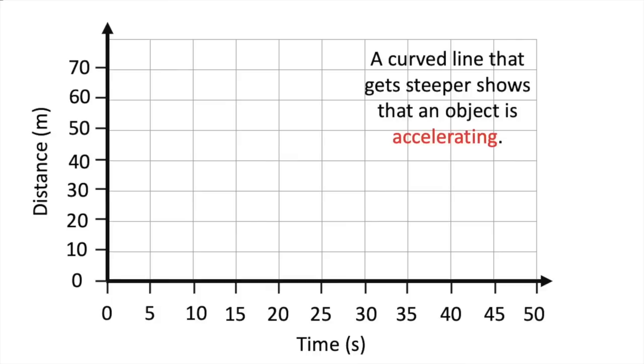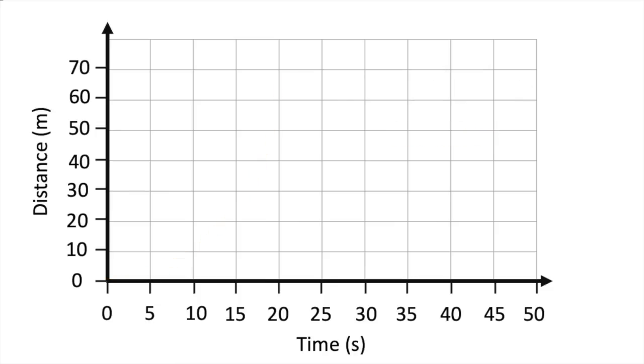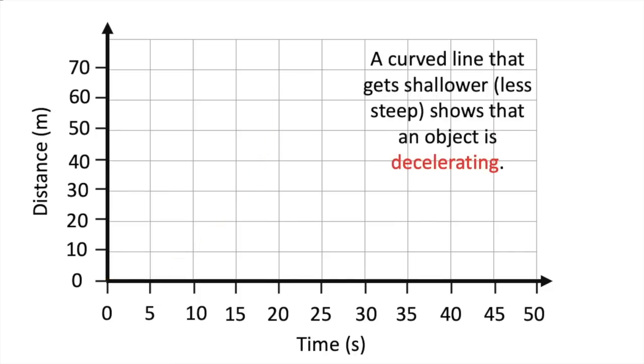A curved line that gets steeper shows that an object is accelerating. And a curved line that gets shallower shows that an object is decelerating.